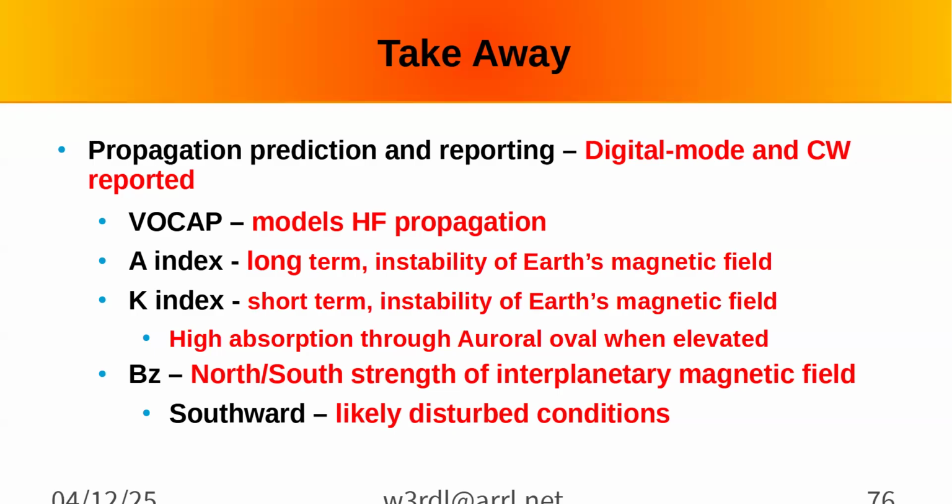The A index is the long-term or once a day measure, an average over the day, and the K is the every 3 hour one. And the Bz is the one nobody understands, which is showing the direction of the geomagnetic effect, whether it's north or south. South is bad, but I suspect north is not good either.